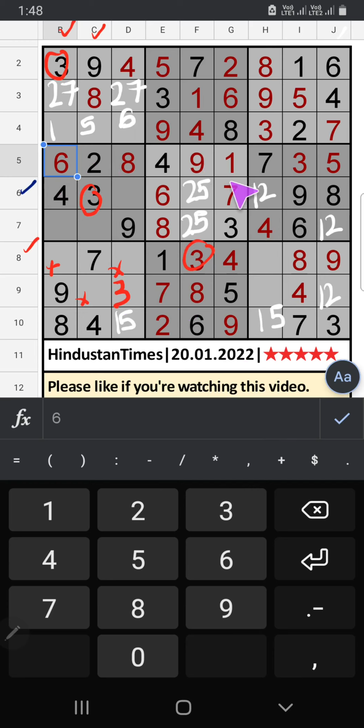6th row we have 7. So 7 can't come in this cell. Column C also we have 7. So 7 can't come in this cell. Then 7 is confirmed here. Then column B we have 7. So 7 can't come in this cell. 7 is confirmed here. Then 2 is here.